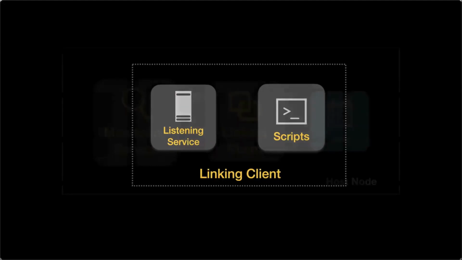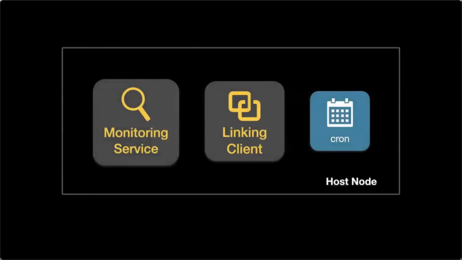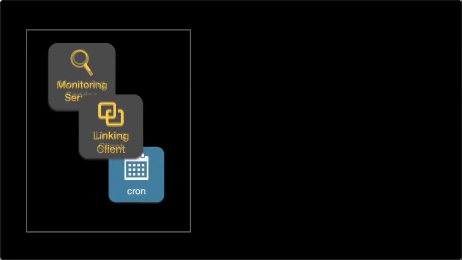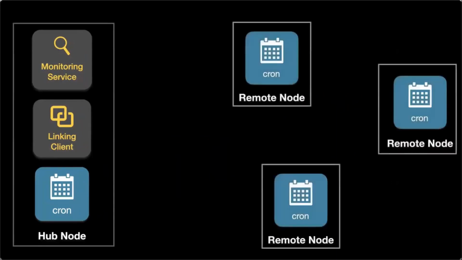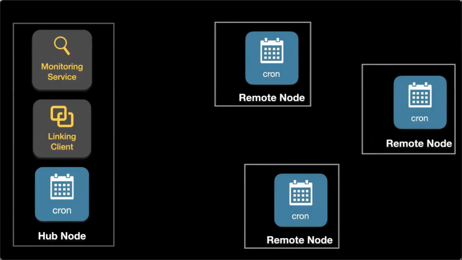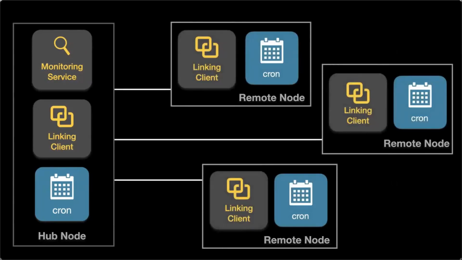Sundial can run on one or multiple nodes. For a single node architecture, the monitoring service and the linking client are installed on the same machine. In the multi-node paradigm, the monitoring service only needs to be installed on one node. We'll call this the hub node. If a user wants to monitor and manage cron tabs on additional nodes, also known as remote nodes, the user just has to install the linking client on them.